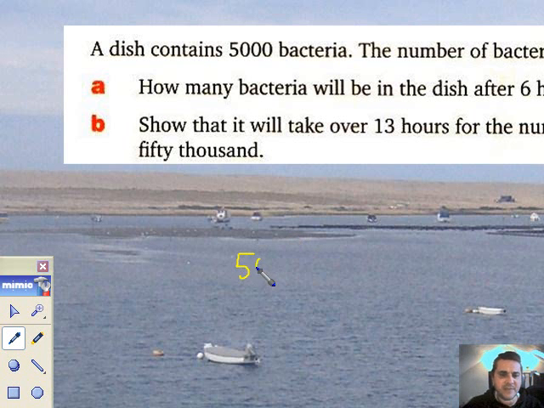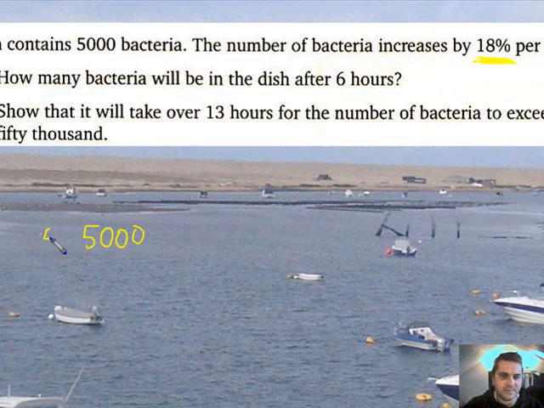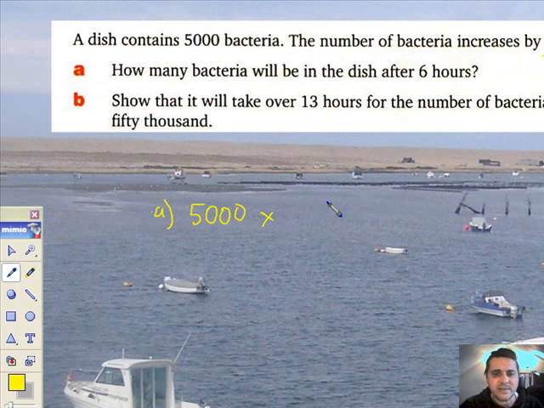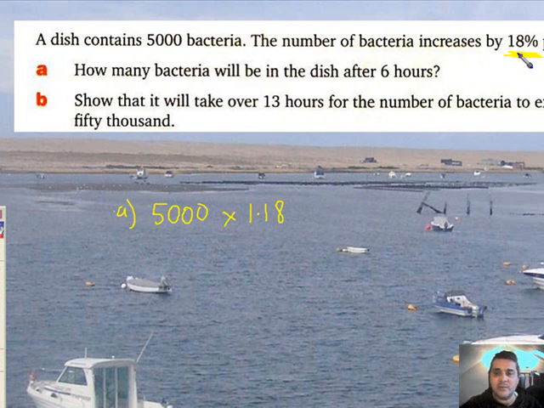I've got 5,000 bacteria. Here's part A, by the way. And I'm going to multiply by 118%. That's 1.18. And I'm going to multiply by 118% again, and again, and again, and again, 6 times. Remember, this percentage increases per hour. I'm going to go for 6 hours. So just put it to the power of 6 and do it the clever way.